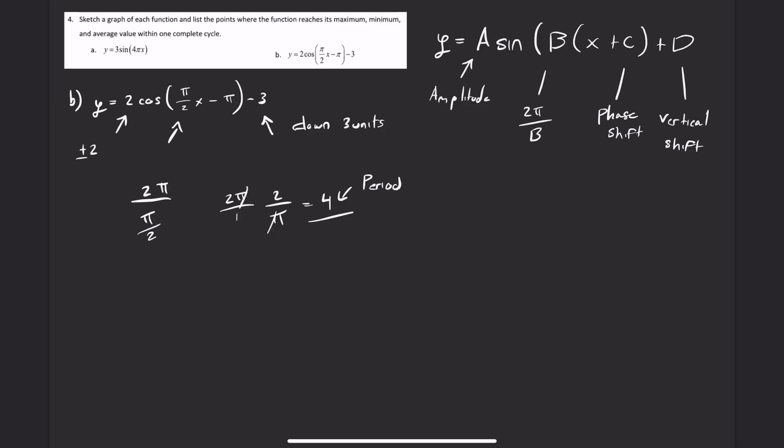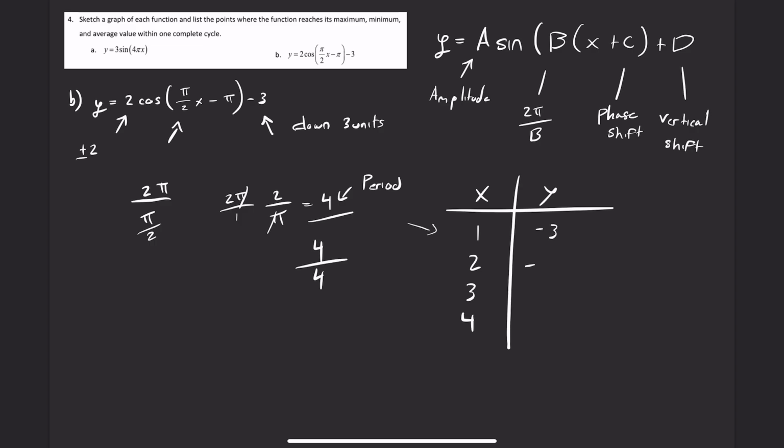Now we need some x values and y values. Again, remember I said divide by 4 to get 4 equal parts in your graph. So we'll have 1, and then if we add 1, we'll have 2, 3, and 4. So those are our 4 parts. If we plug in these x values to our function, we'll have -3, -1, -3, and -5.